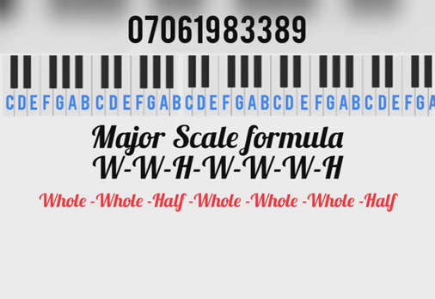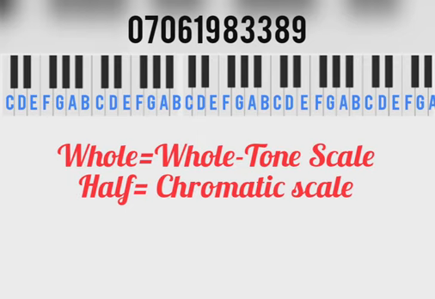So the rule is called whole, whole, half, whole, whole, whole, half. It's just a simple phrase. So you apply the whole tone scale twice, you apply the chromatic scale once, you apply the whole tone scale 3 times, and the chromatic scale once. When I say whole, I mean the whole tone scale. When I say half, I mean the chromatic scale. So in the place of whole, you move a whole step. In the place of half, you move chromatically.